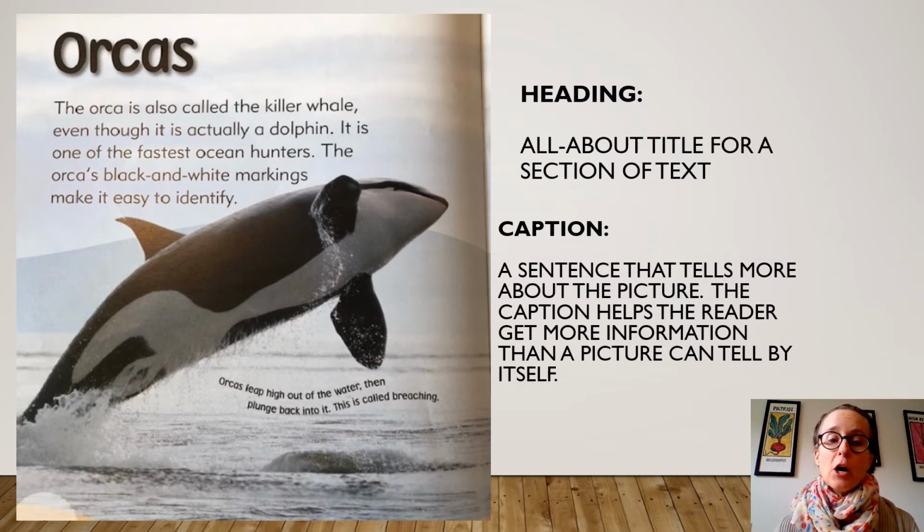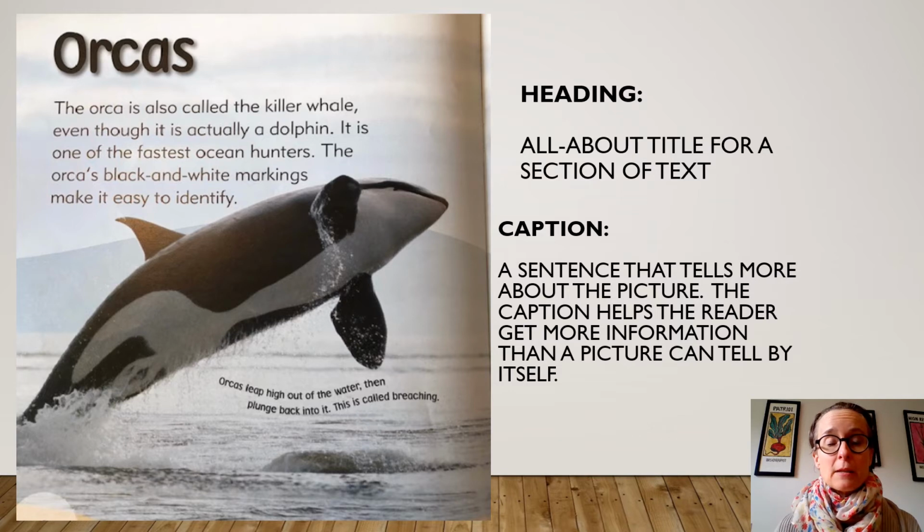The caption helps the reader get more information than just the picture itself. So listen as I read the whole page, paying attention to what's going to help me with my research. Orcas. The orca is also called the killer whale, even though it is actually a dolphin. It is one of the fastest ocean hunters. The orca's black and white markings make it easy to identify.